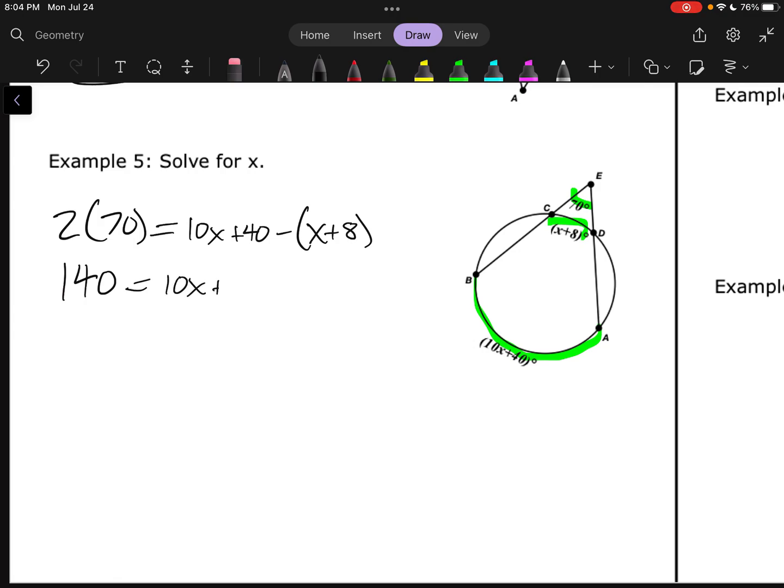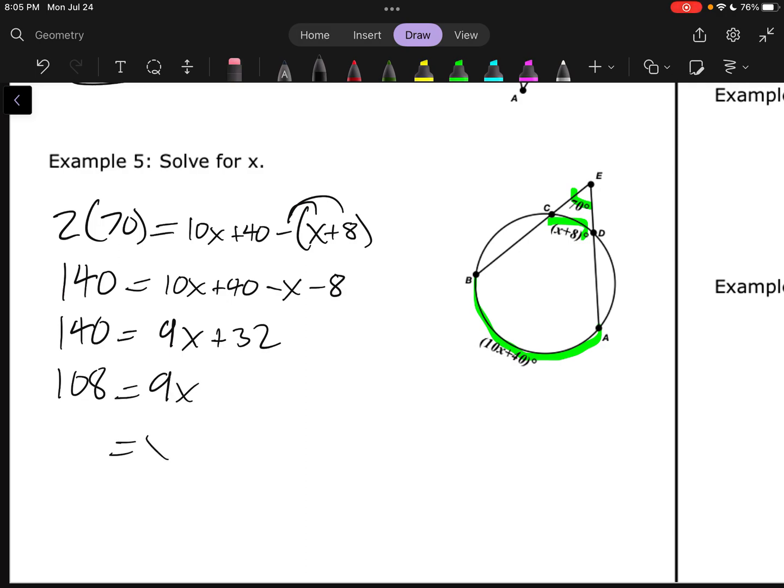And here's what I mean by causing some problems. I'm going to act like I'm distributing a -1 here. So this would be a minus x and a minus 8. It's really that minus 8 that can trick people up sometimes. Now let's combine some like terms. 10x minus x is 9x. 40 minus 8 is 32. Subtracting the 32 is going to give me 108 is equal to 9x. And so x is 12.